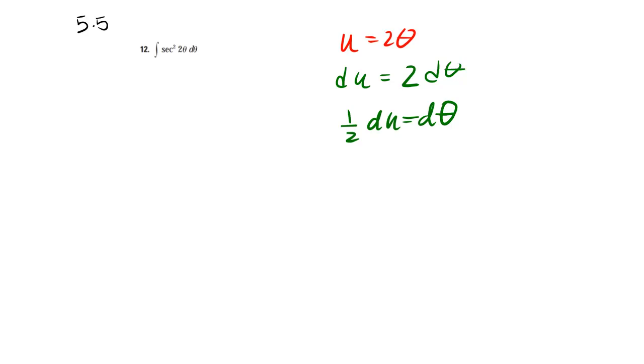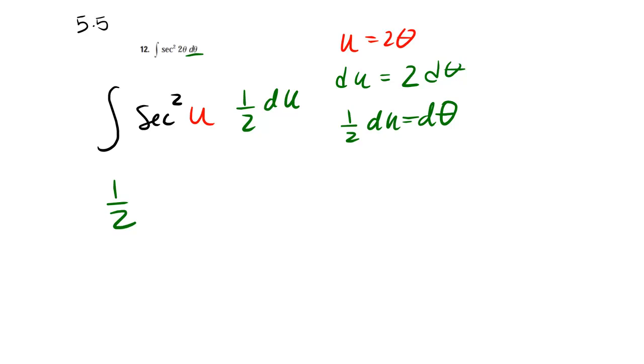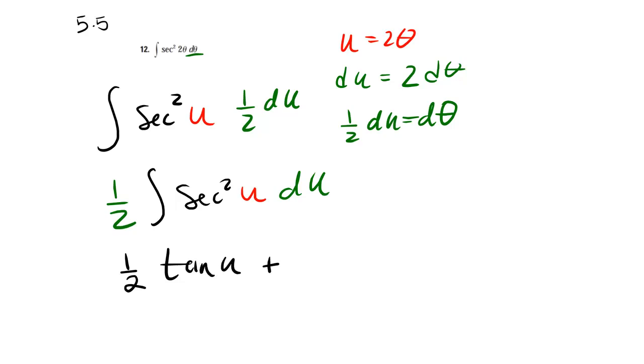All right, so let's color code this now. So I've got secant squared. Now 2 theta, I just called that u. And d theta, right here, is 1/2 du now. This 1/2, I'm going to bring it out in front of my integral because I prefer it there. Secant squared of u du. And this is something that we already know. So the 1/2 comes along for the ride. Secant squared is just tangent of u plus a constant.